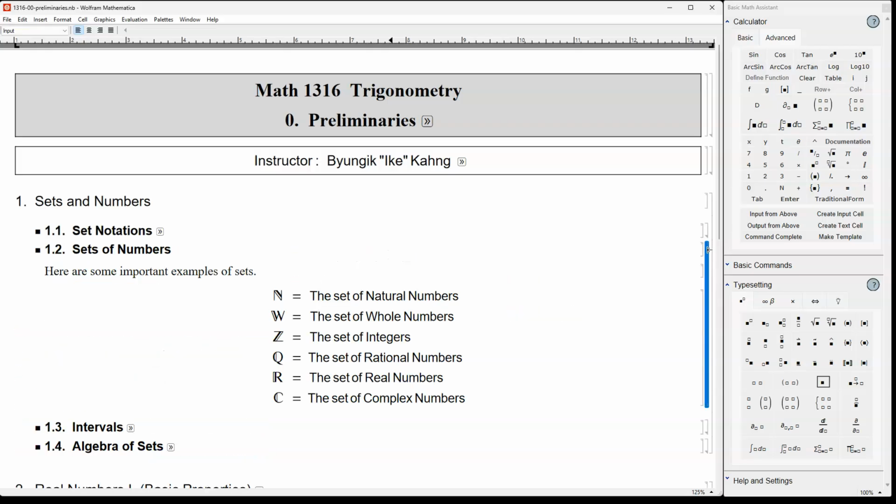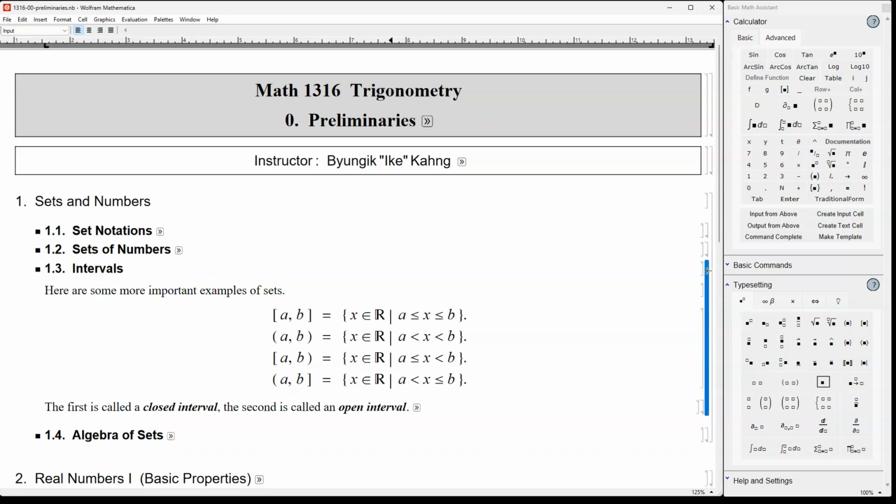Sets of numbers: N, W, Z, Q, R, C with double stroke font. Most of the time, the default set of numbers for this course is going to be R, the set of all real numbers. Sometimes, however, we are going to go beyond and consider complex numbers here in this course too. But rarely. Most of the time, just R, the set of all real numbers.